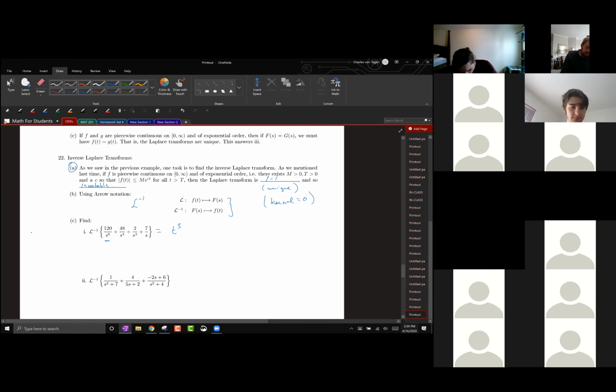Remember, because what's the Laplace transform of t to the fifth? It's 5 factorial over s to the 5 plus 1. Yep, sure enough, that gave us s to the sixth. And then 5 factorial, folks, is 120. I do recommend having your factorials memorized through 7 factorial.